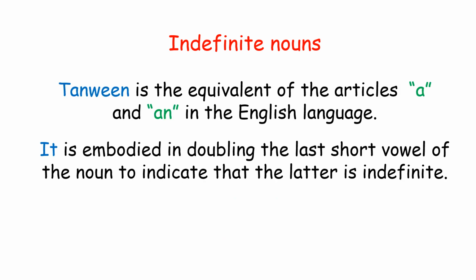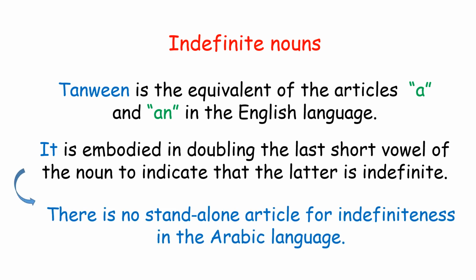So by and large, an indefinite noun is indicated by tanween, which consists on doubling the last short vowel at the end of a noun. There is no standalone article for indefiniteness in Arabic. Now let's move on to definite nouns.